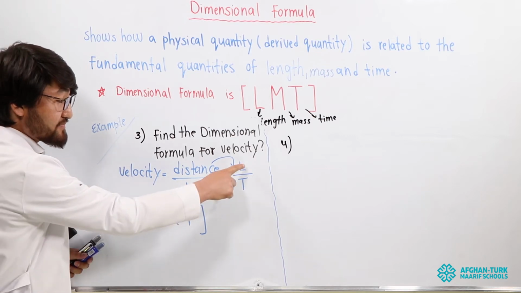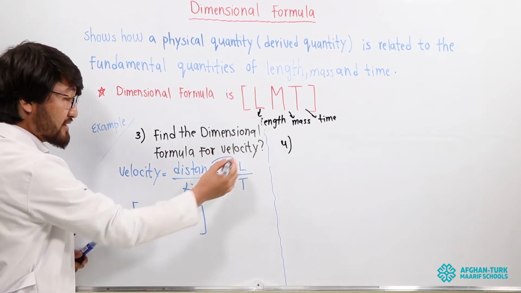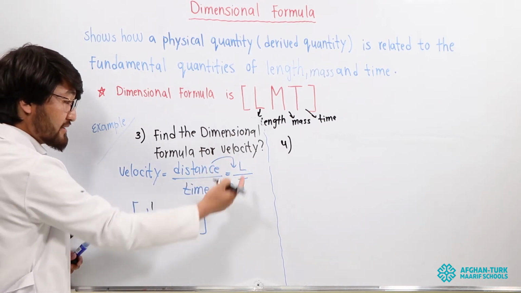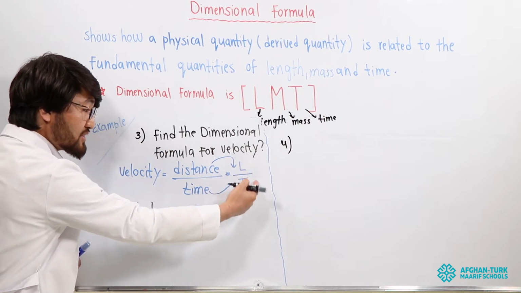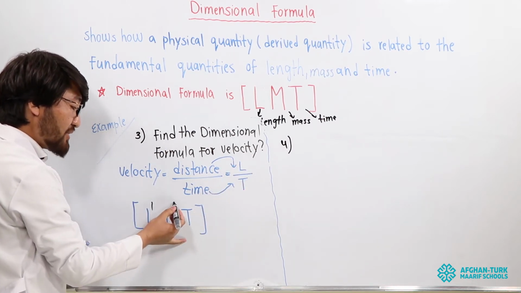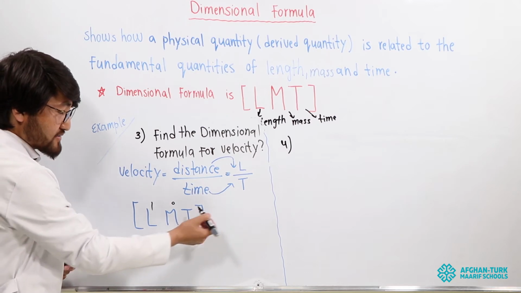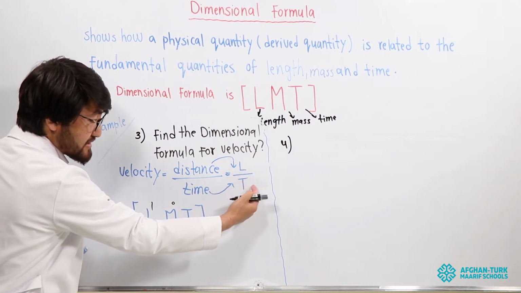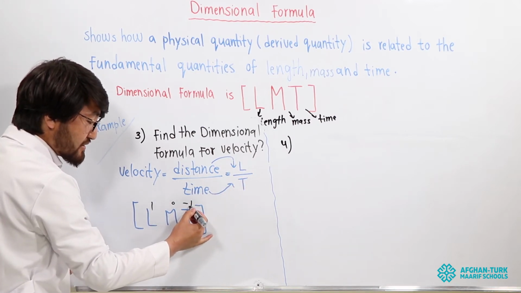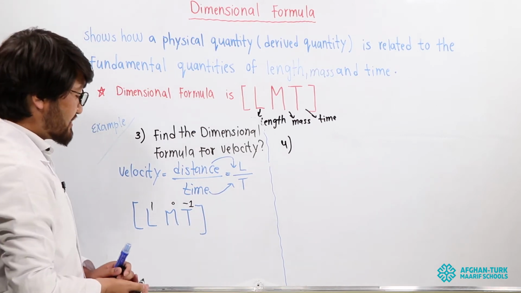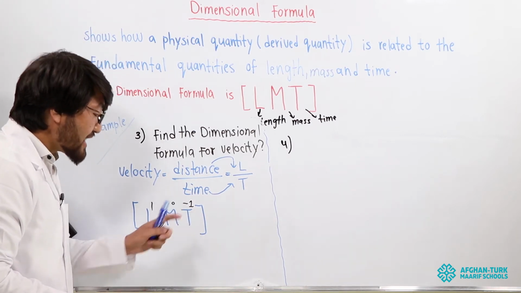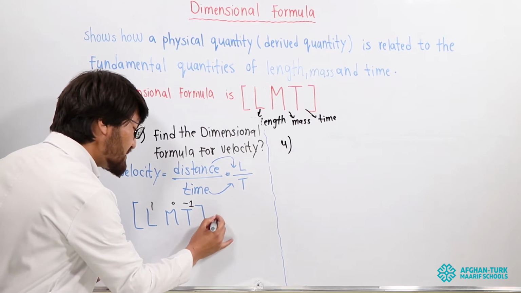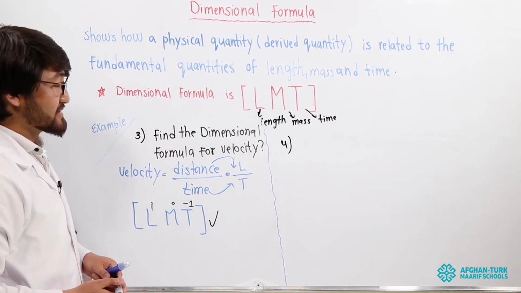Okay, you see that here we have L. What is the power of L? 1. And here we don't have mass, so the power of mass should be 0. And if you see this, what is the power of T? The power of T is -1. This is the dimension formula for velocity.